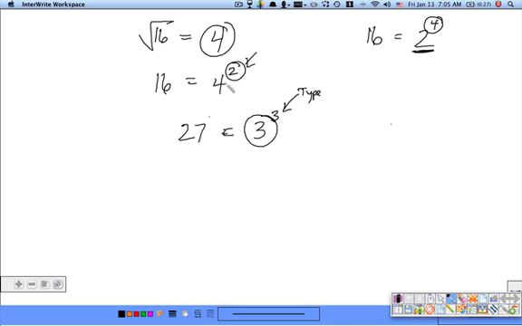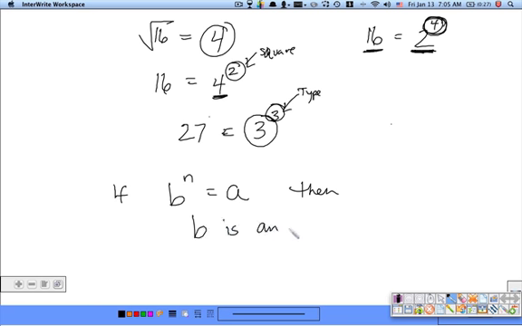See right here? 4 is a square root of 16. 3 is a cube root of 27. 2 is a 4th root of 16. So on, so on. So we're going to deal with more roots today. So here's what we say. If some number b to the n power is equal to a, just like we have up here, then b is an nth root of a.